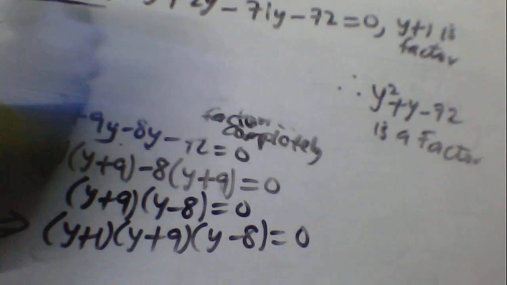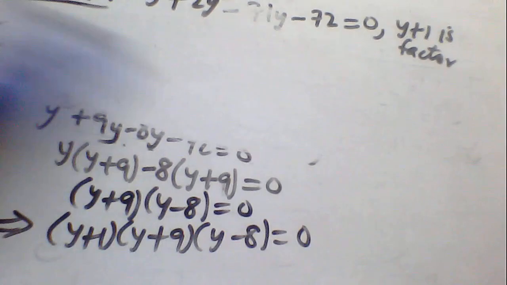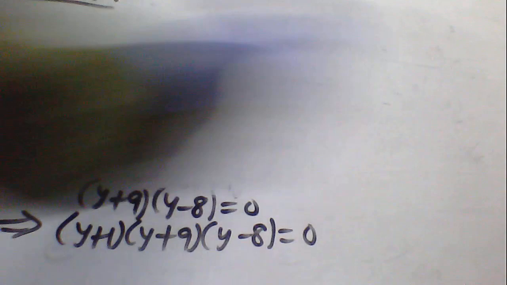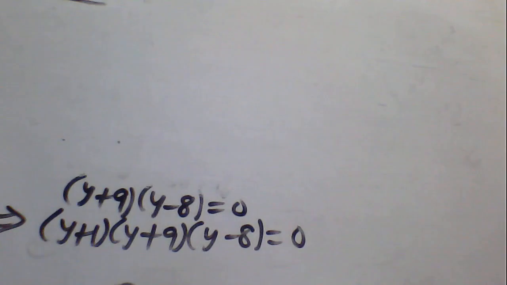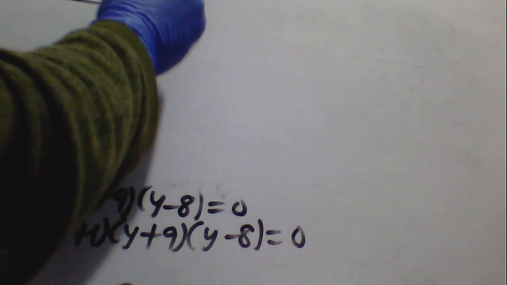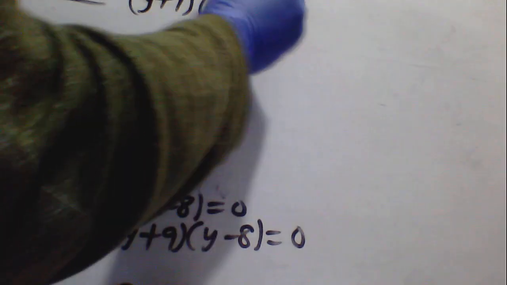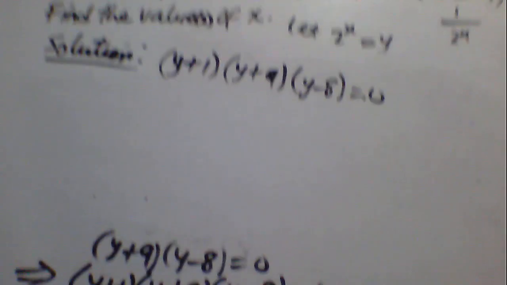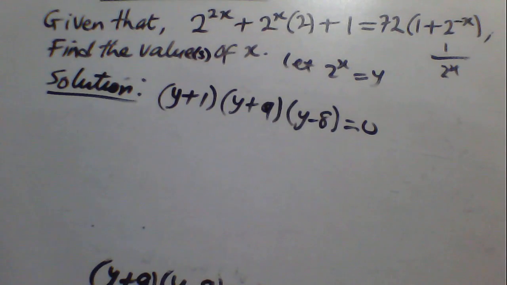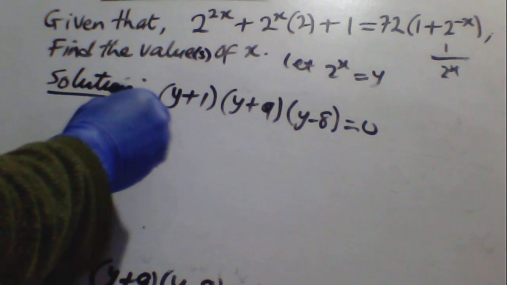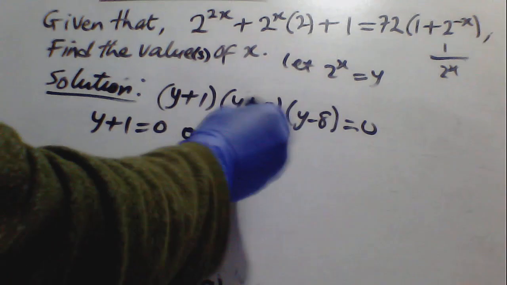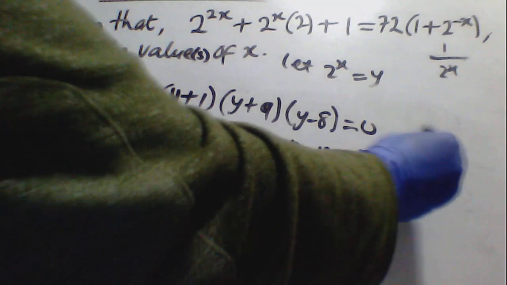So we can clean here. Any question? So from here, we can now bring these values up and then equate each of the factors to 0. So bringing it up, we have (y + 1)(y + 9)(y − 8) = 0. So from here, equate each of the factors to 0. So we have y + 1 = 0, y + 9 = 0, or y − 8 = 0.